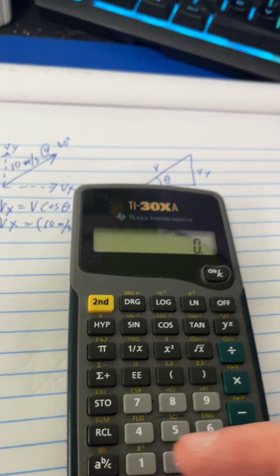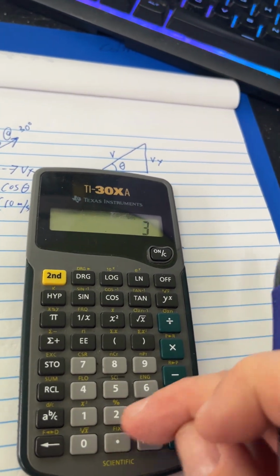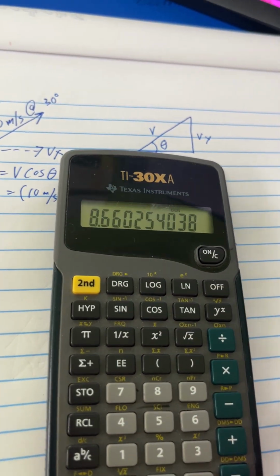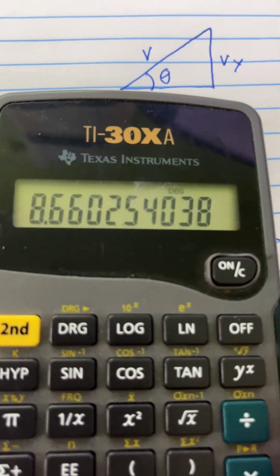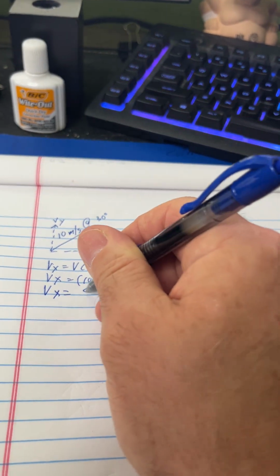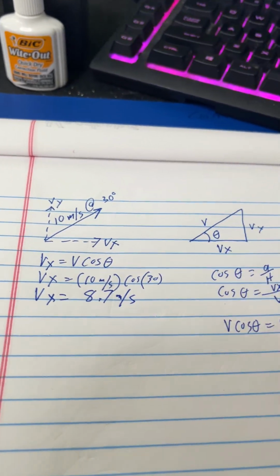So I can come to the calculator. 10 times cosine 30 is about 8.7. So my velocity in the x has a magnitude of 8.7 meters per second.